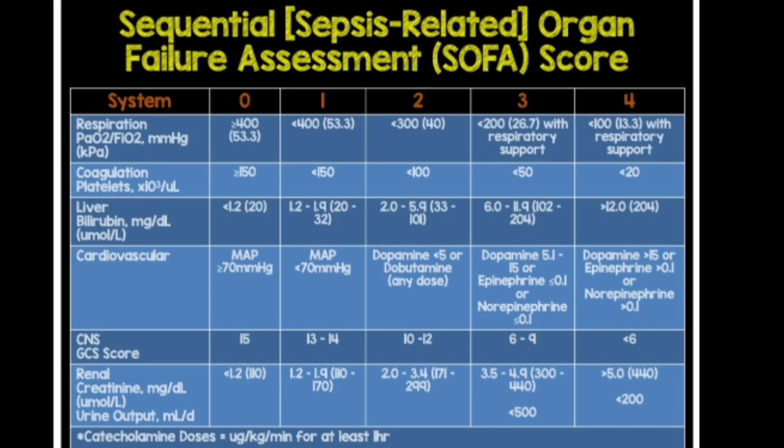Next we see the GCS score. If GCS is 15, score 0. 13 to 14, score 1. If 10 to 12, score 2. If 6 to 9, score 3. If less than 6, score 4.